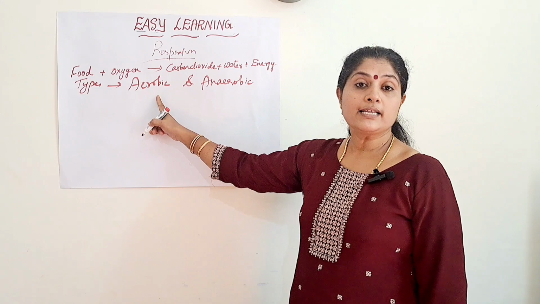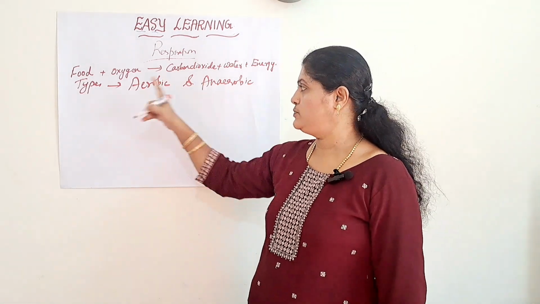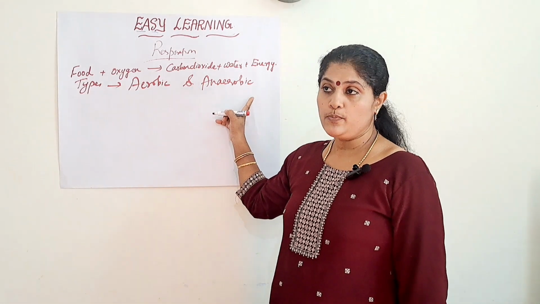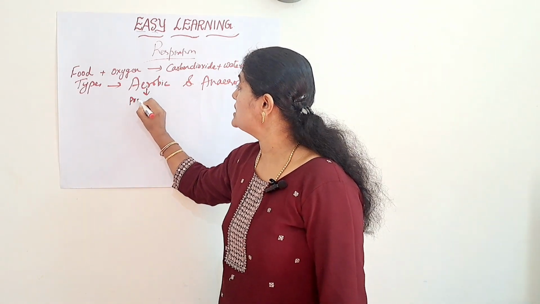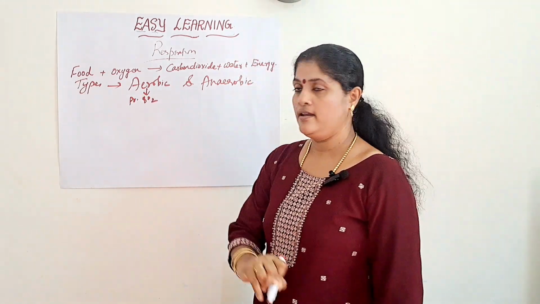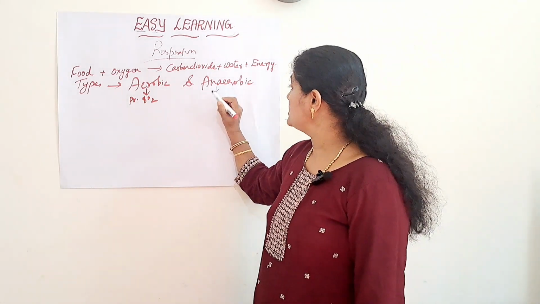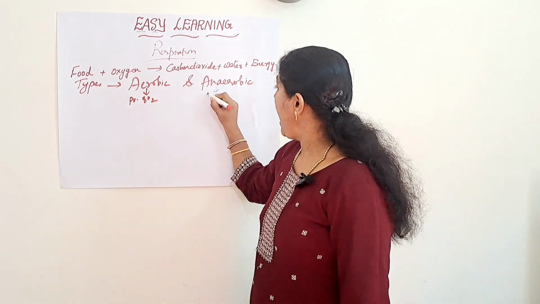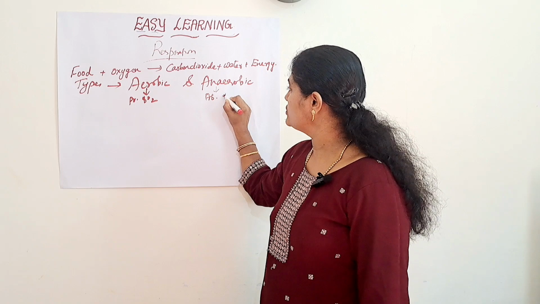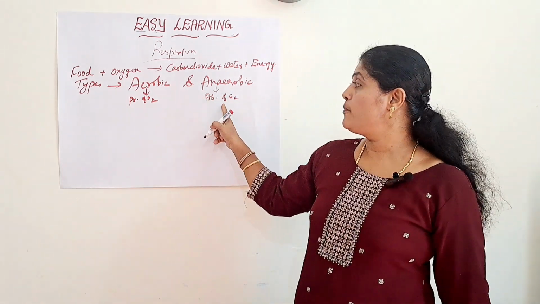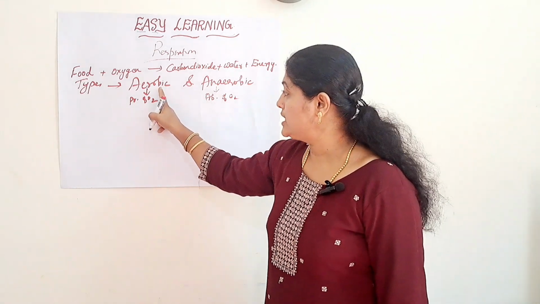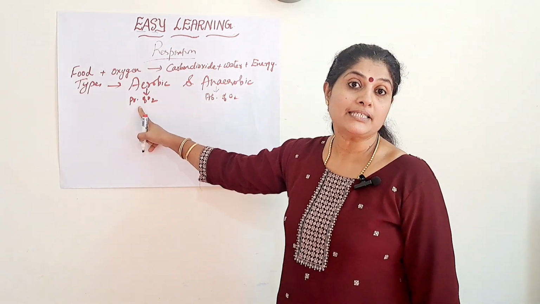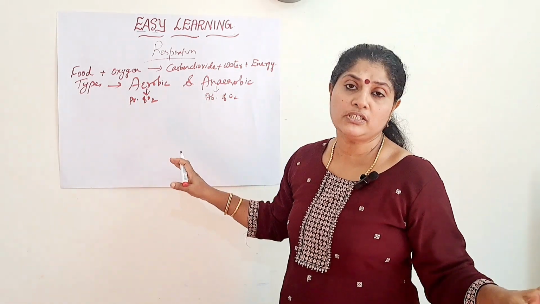So aerobic respiration and anaerobic respiration. These are the 2 types of respiration. Aerobic respiration takes place in the presence of oxygen, whereas anaerobic respiration takes place in the absence of oxygen. So that is a simple definition for both.